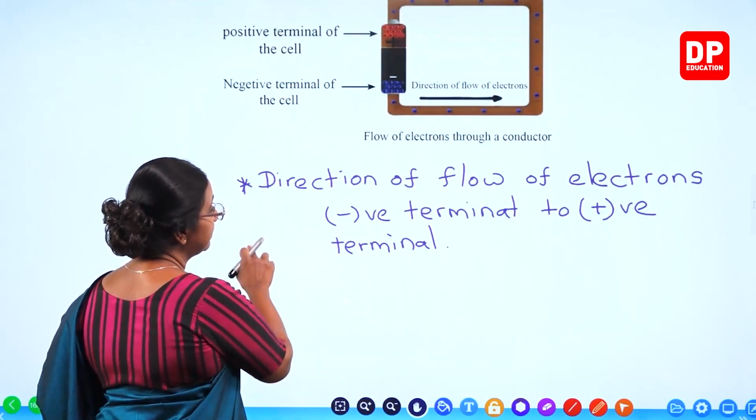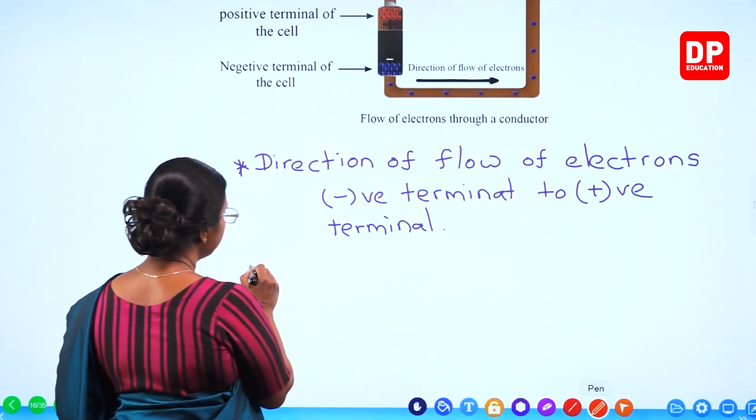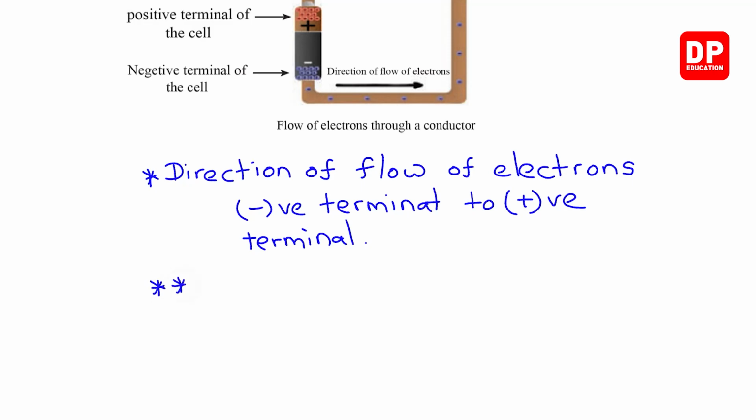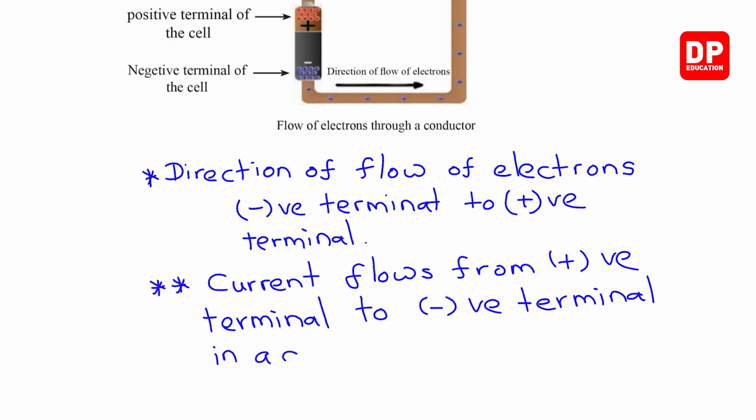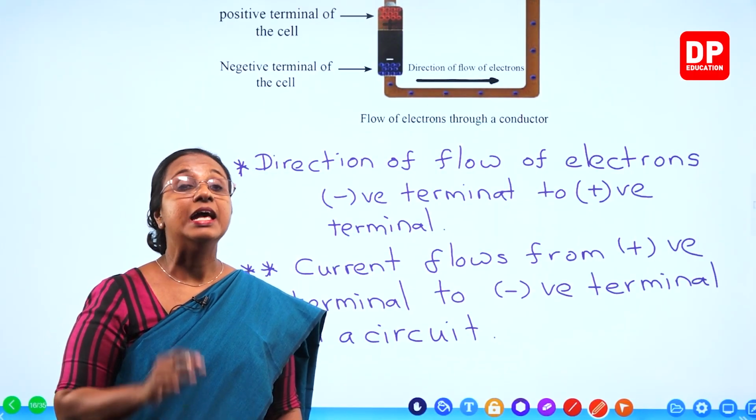But again, as a convention, you have to remember this also. Current flows from positive terminal to negative terminal in a circuit. So that is the convention. You have to remember that.